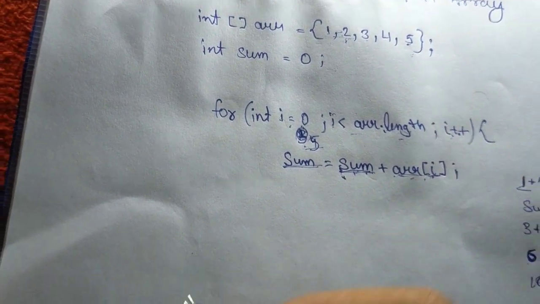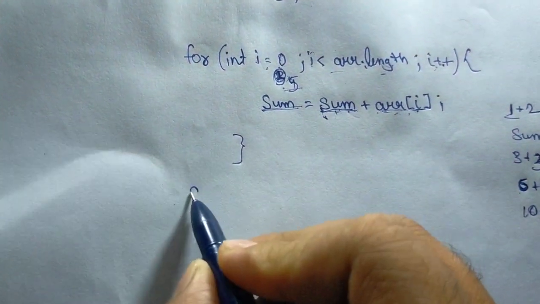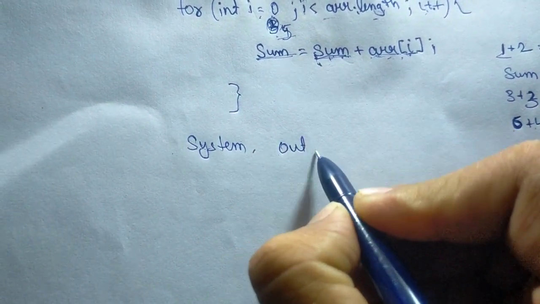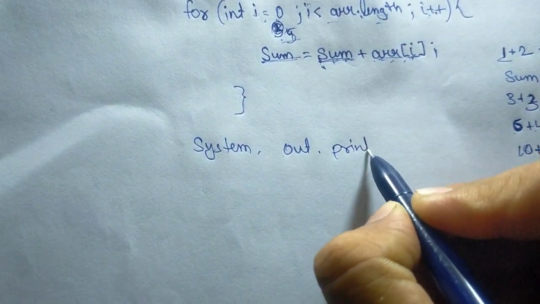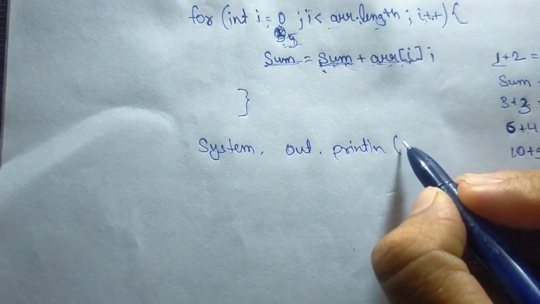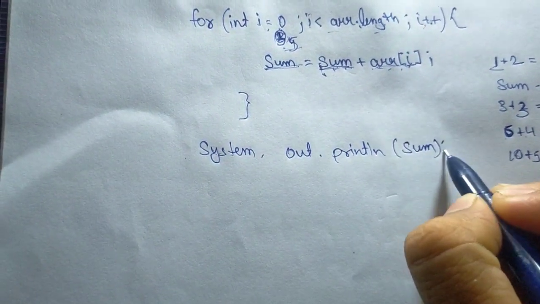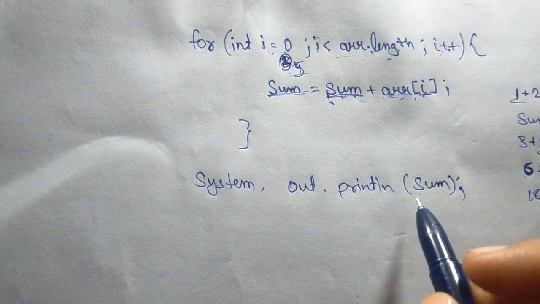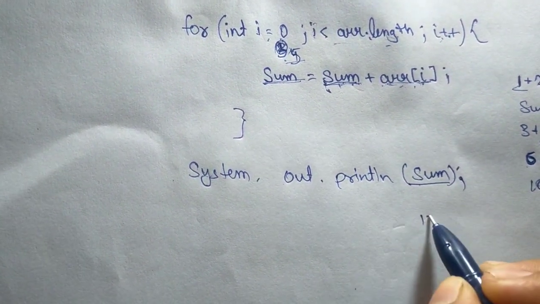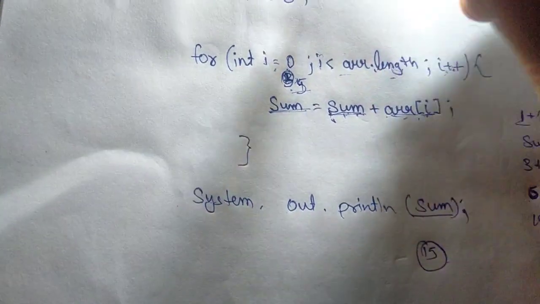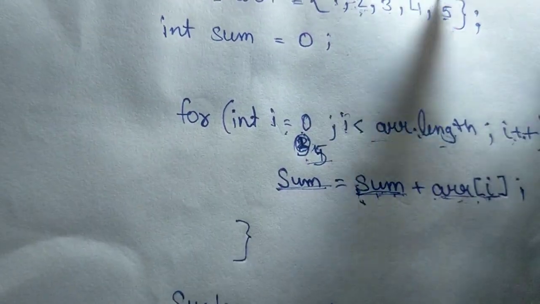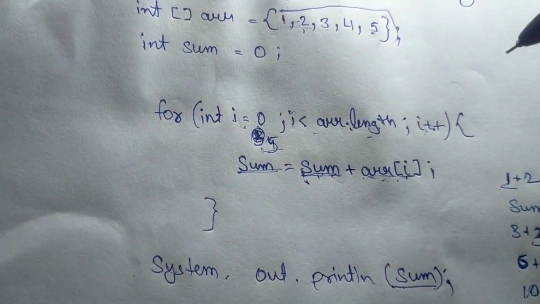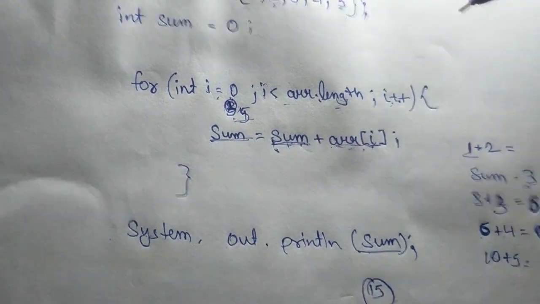Okay, now we print System.out.println(sum). Okay, now this is the output of our program, and the sum value becomes 15, so it is the total value of adding all the elements of that array. So this is the method of how we print the sum of elements of an array.